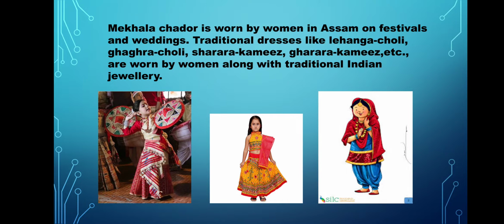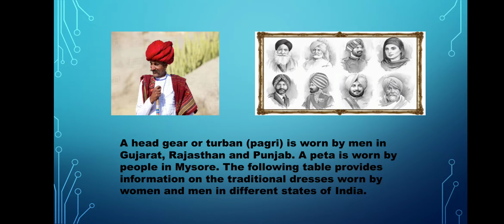Traditional dresses like lehenga choli, ghagra choli, salwar kameez, ghagra kameez, etc. are worn by women along with traditional Indian jewelry. A headgear or turban, that is pagri, is worn by men in Gujarat, Rajasthan and Punjab. A peta is worn by people in Mysore.